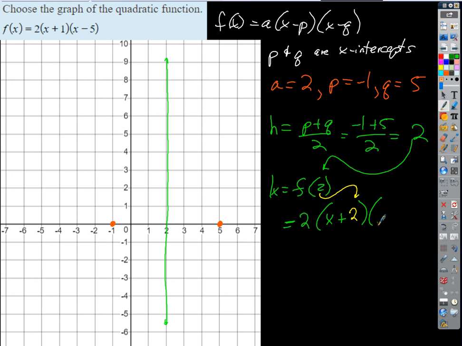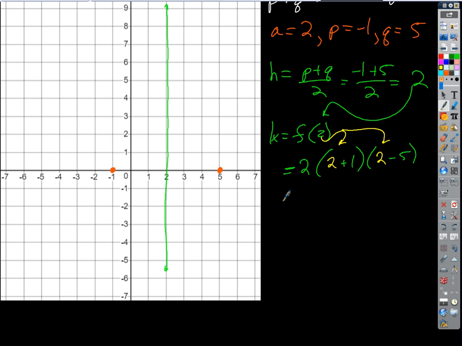Sorry, but I did that wrong. Never mind. Fix that. It's 2 times (x plus 1) times (x minus 5). But x is 2, right? So we're plugging in 2 there and there. Right? And we just end up with 2 times 3 times -3. So what is that? -9 times 2 is -18.